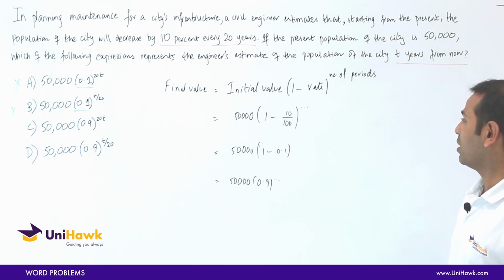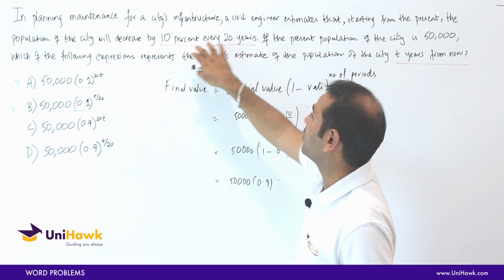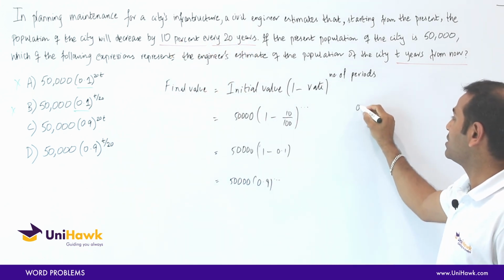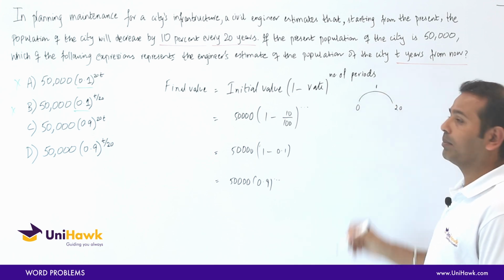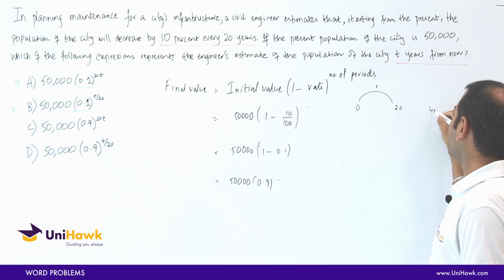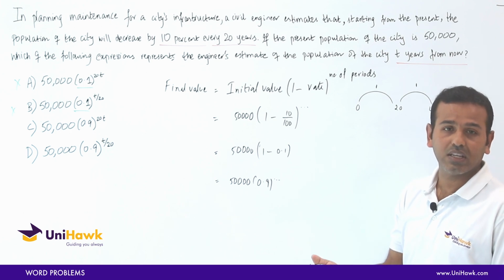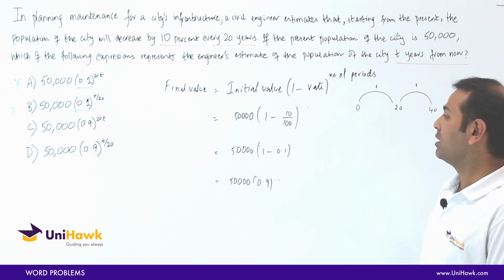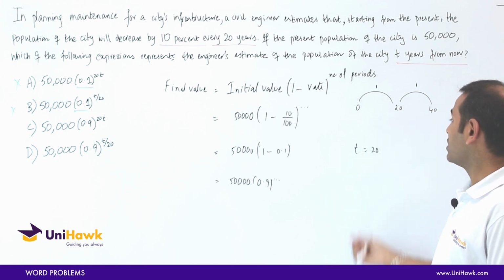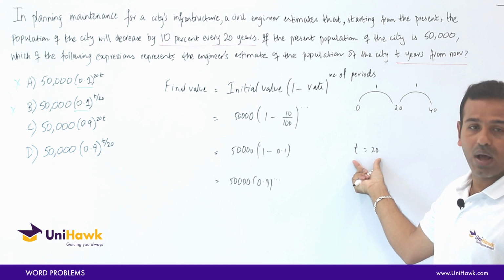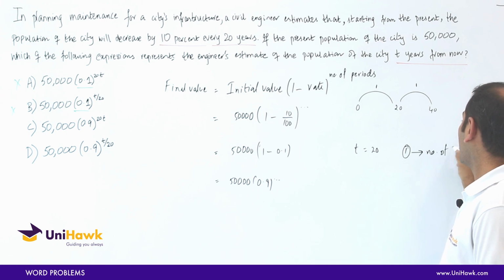Now, how do we figure it out? So here he is saying for every 20 years it will decrease once, right? So let's say this is 0 years, initially it's 0 years and then 20 years. So from here to here it will decrease one time, and again after 20 years, that means from here to here again it will decrease one time, right? That means in 40 years it will decrease twice, in 20 years it will decrease only once. Now that means if I substitute, let's say t equals 20, because after every 20 years it will decrease once, so that means it should decrease 1. This will be the number of periods.